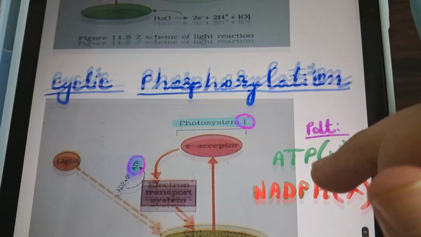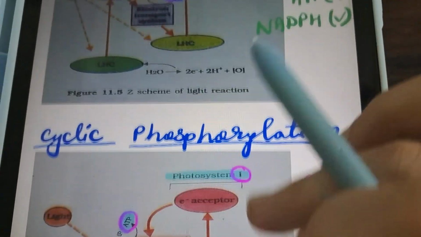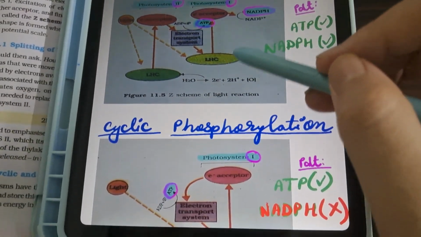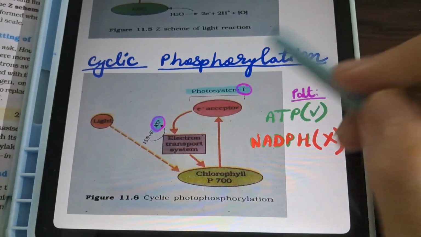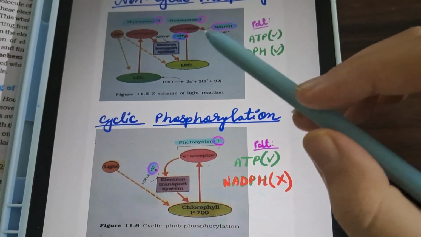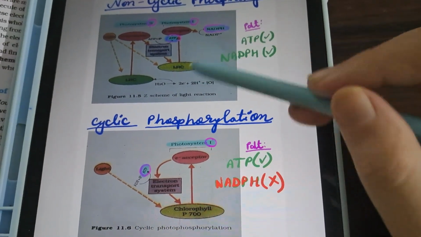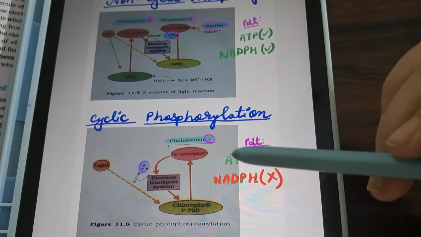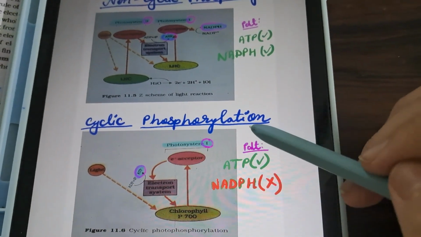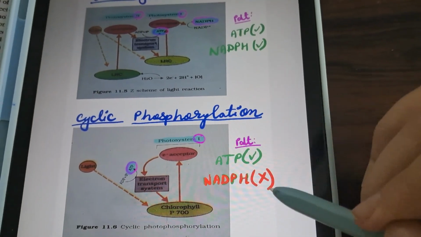But if we come to cyclic phosphorylation, here only one photosystem is included, that is photosystem 1. Here in non-cyclic, both photosystem 2 as well as 1 are included, but in cyclic only photosystem 1 is included. This is the first difference. If we need to differentiate between non-cyclic and cyclic, first is in non-cyclic both the photosystems are included, but in cyclic phosphorylation only one photosystem is included. In non-cyclic photophosphorylation, the two products are ATP and NADPH, but in cyclic photophosphorylation only one product, that is ATP, is formed. NADPH is not formed here.